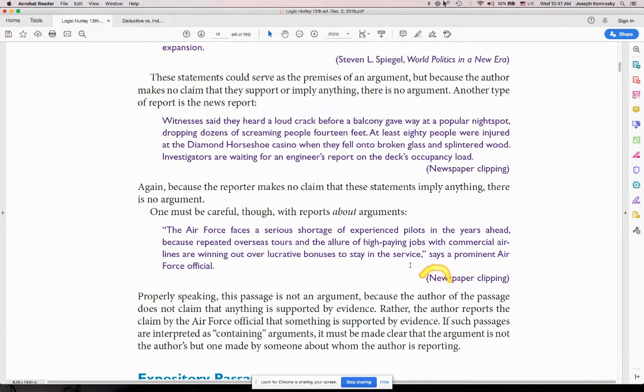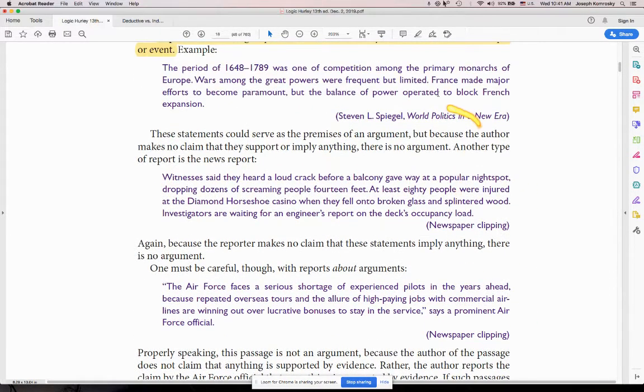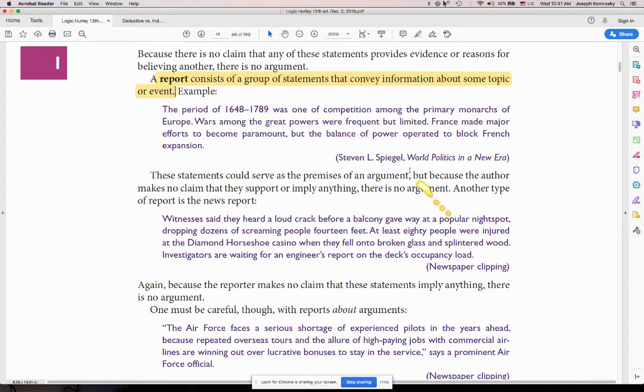Newspaper clipping, world politics. Just finding the source could actually trigger you like, hey, I think this is a report. Why? Because it's coming from some big time news outlet.